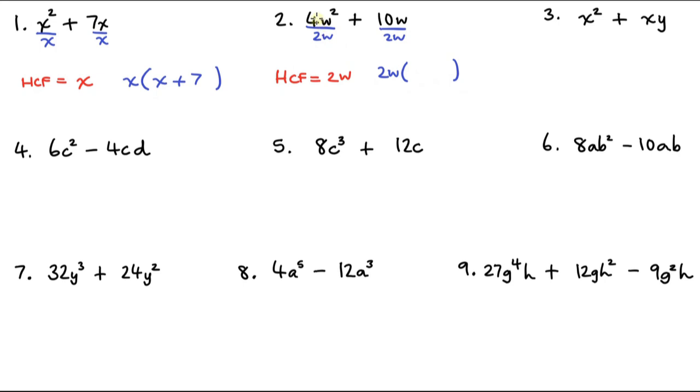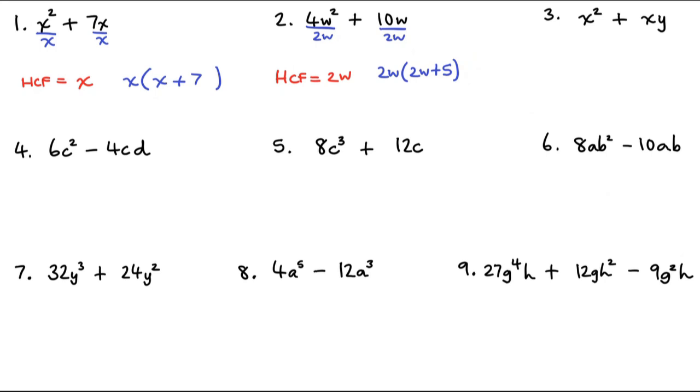And then in our brackets, 4 divided by 2 is 2. W squared divided by w is w. And then our second term, we're going to add on 10w divided by 2w. The w's cancel out, and we're just left with 5.